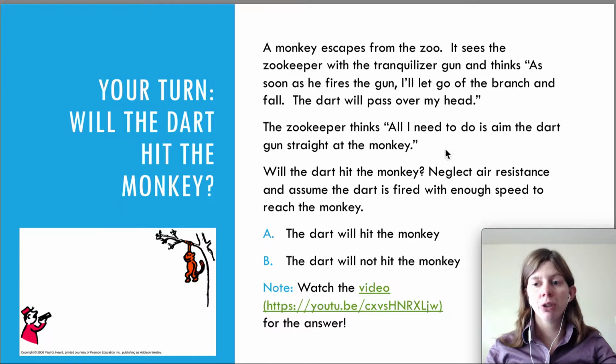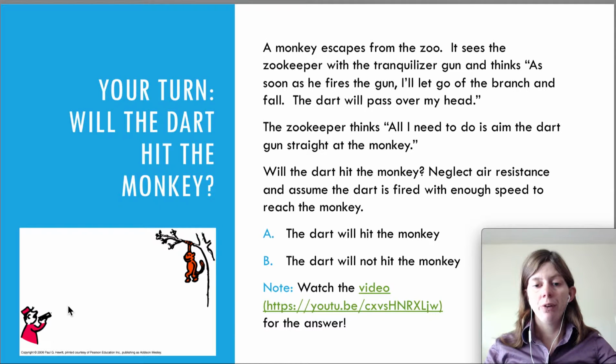This is projectile motion, so you neglect air resistance, and you do have to make the other assumption that the dart is fired with enough speed to reach the monkey, right? Because if it's just fired with very little speed, maybe it wouldn't even reach the monkey. So it definitely has to reach the monkey. I really encourage you to click on this link to watch the video. MIT does a little demonstration of this and it's pretty funny and it only takes a couple of minutes. So I'll let you watch that. But I'll go ahead and go over the answer.